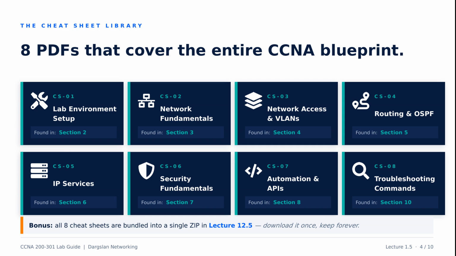Now let's zoom in on the cheat sheet library. 8 PDFs mapped one-to-one against the CCNA blueprint. You'll start with lab setup in Section 2, then move through network fundamentals, VLANs, routing and OSPF, IP services, security, automation, and finally, troubleshooting commands in Section 10. And here's the time saver. Rather than hunting through each section, jump to Lecture 12.5, where all 8 are bundled into a single zip. Download it once, and you've got the entire reference library on your desktop for good.